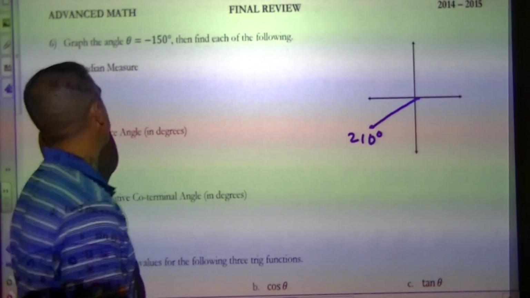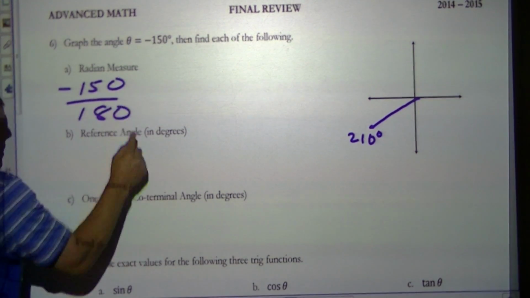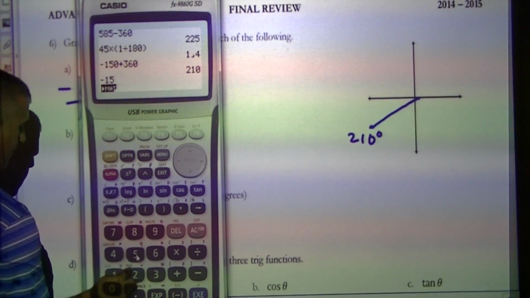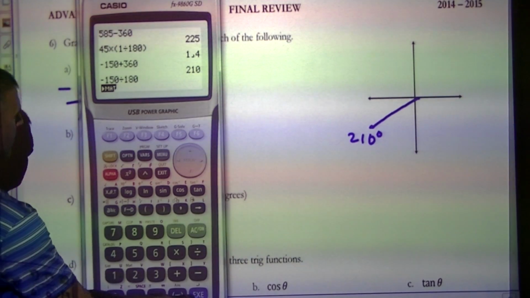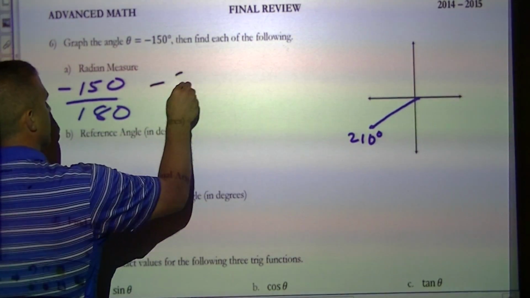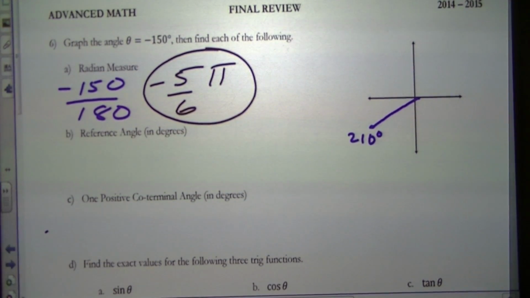Okay? All right, the radian measure. All right? Very simply, we can just divide by 180 to get that radian measure. So I got negative 150 divided by 180. Okay? As a fraction, that's negative 5/6 pi. Good rule of thumb is your pi is always going to be up top there.